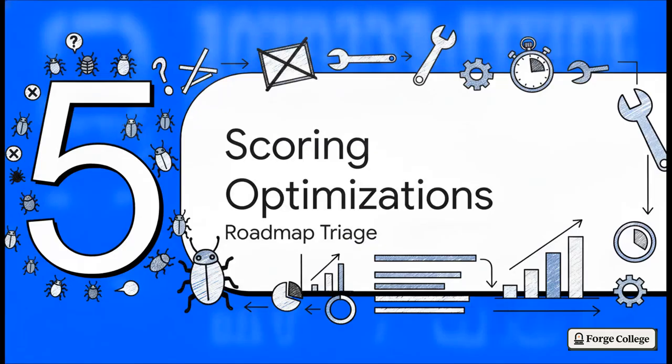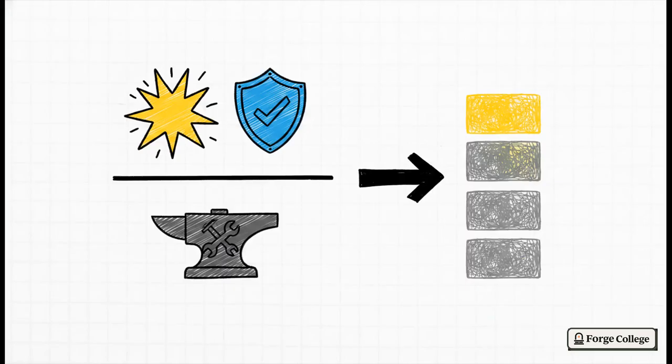Section 5. Scoring optimizations. Triage for your roadmap. Look, you are going to find a lot of bugs, but let's be real, you only have so many engineering hours in a day. This lightweight scoring matrix handles priority brilliantly. It's just user impact, multiplied by your confidence in the fix, and then divided by the engineering effort required.